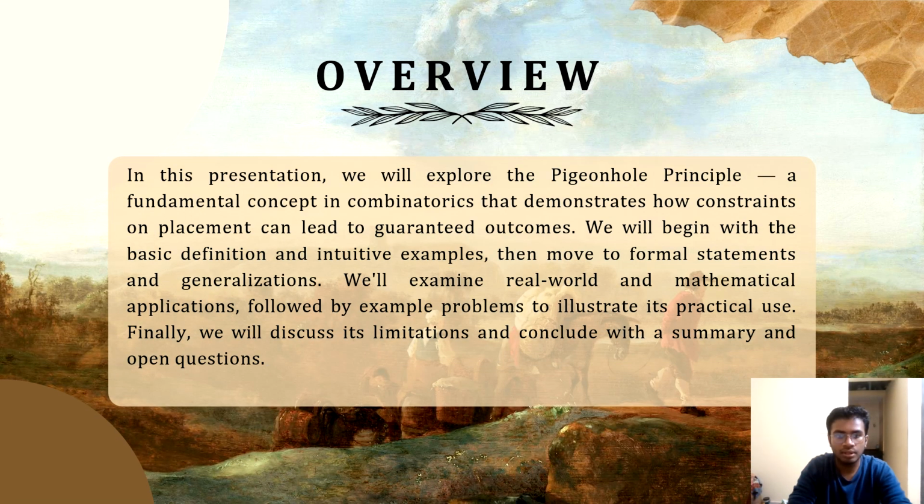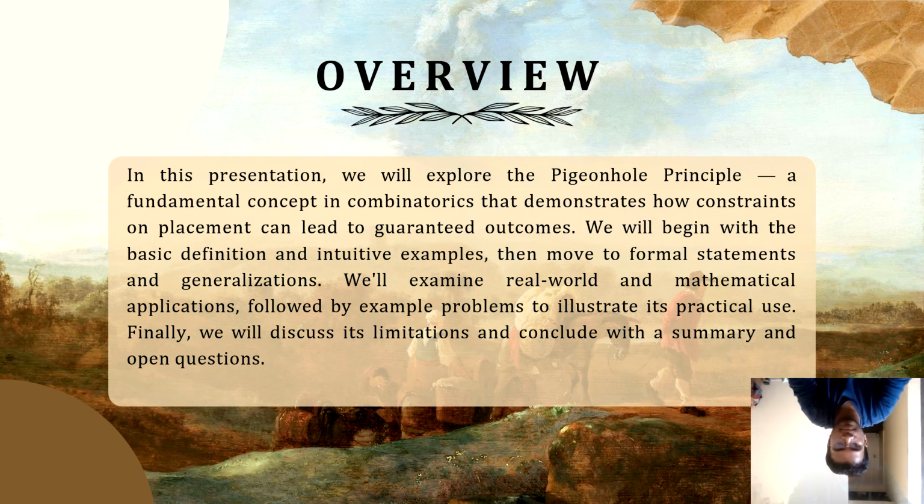So now we'll see the overview of the pigeonhole principle. In this presentation, we will explore the pigeonhole principle, a fundamental concept in combinatorics, and demonstrate how constraints on placements can lead to guaranteed outcomes. We will begin with the basic definition and intuitive examples, then move on to formal statements and generalizations. We'll examine real-world and mathematical applications, followed by example problems to illustrate its practical use. Finally, we will discuss its limitations and conclude with a summary and open questions.